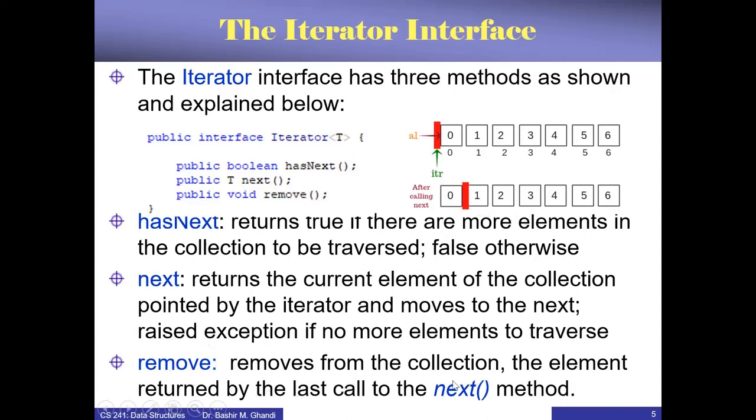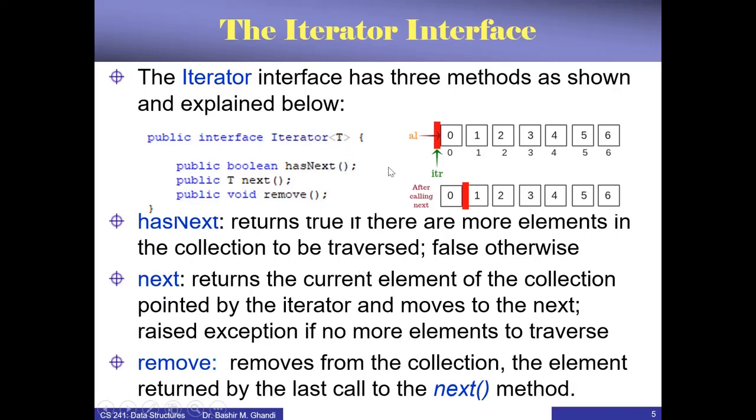It removes the element returned by the last call to the next method. So if you say next, so that the pointer moves to the element 2, and then you say remove, it will remove 1. You don't have to be removing elements from your collection. In most cases, you don't need to. But the method is there in case you need to use it. All right, so these are the methods of the Iterator interface.